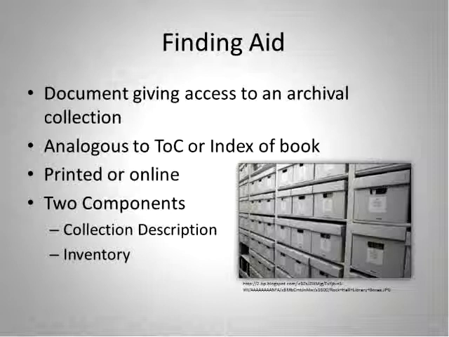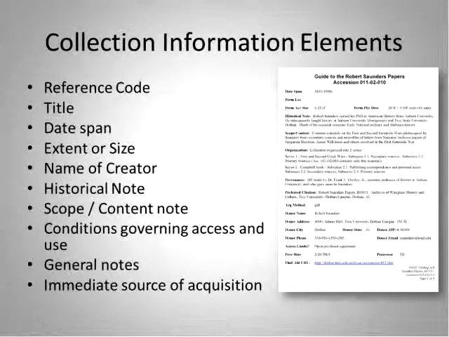Now, an archival finding aid has two major components, and those are the collection description, which has subcomponents, and the inventory. There's a question on your exercise about the components of a finding aid. The answer is collection description and inventory. So let's look at what's in the collection description.